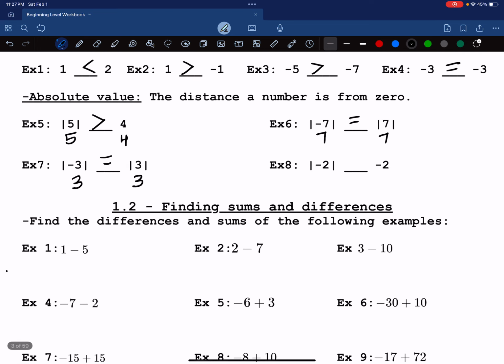And then in example 8, we have the absolute value of -2, which is 2, and then just -2 is just -2. And in this case, 2 is greater than -2, so therefore we're going to draw the open end of the inequality symbol facing towards the absolute value of -2.